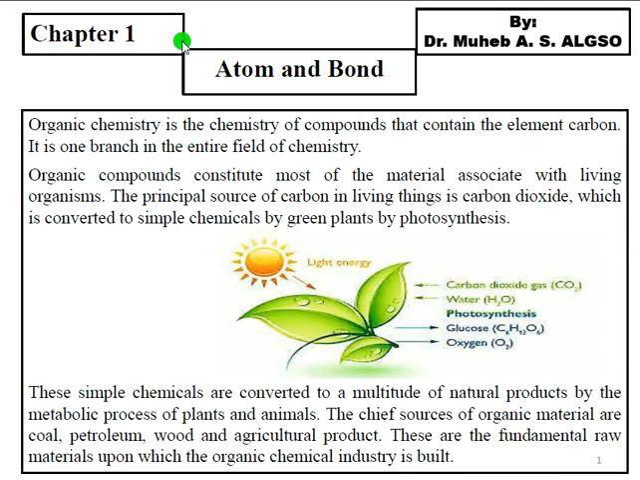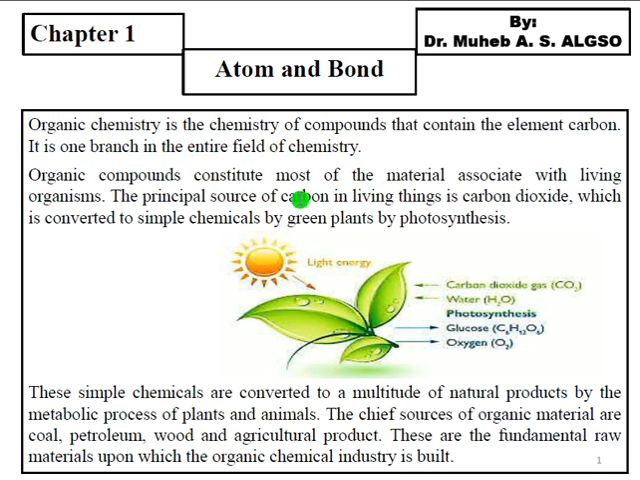Here is chapter 1 of organic chemistry, and we will talk about atoms and bonds. As a start, organic chemistry is the chemistry of compounds that contain the element carbon. It is one branch in the entire field of chemistry. Organic compounds constitute most of the materials associated with living organisms.